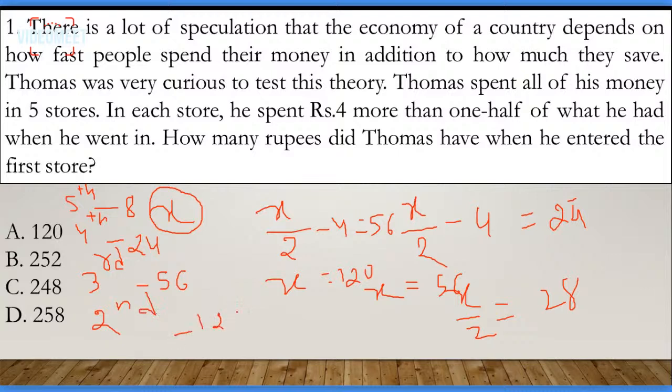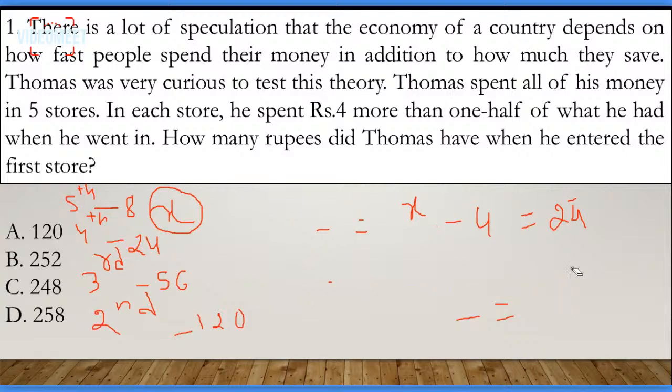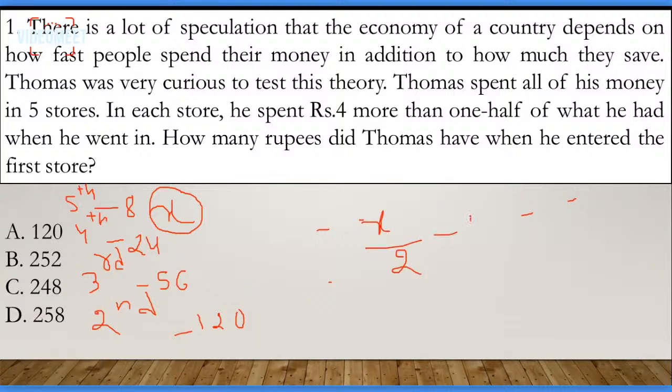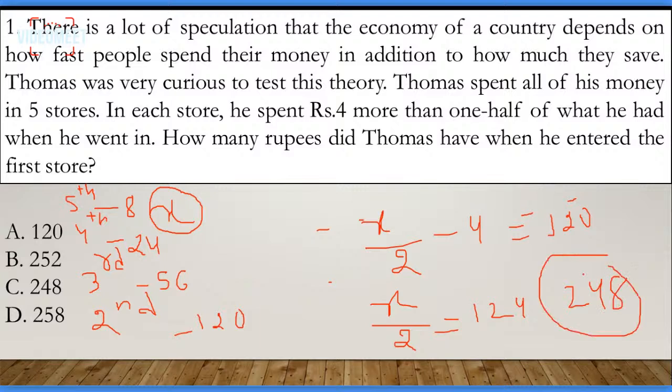Fine. Now the question is how much money he has when he entered the first store. Similarly, I'm erasing the ink on the slide. Okay, fine. Similarly, x/2 - 4 is equal to 120 for the first store. That means x/2 is equal to 124. And what is the value of x for the first store? It is 248. That means when he enters the first store, he has 248 rupees. That means the correct answer for this question is 248.